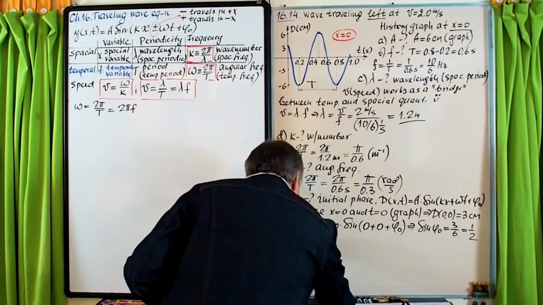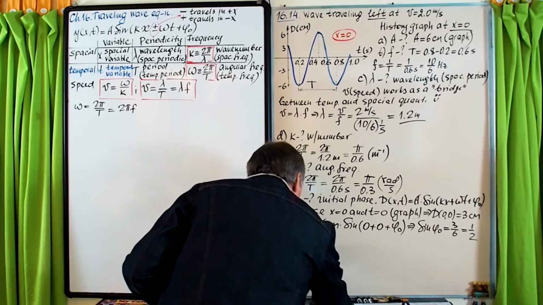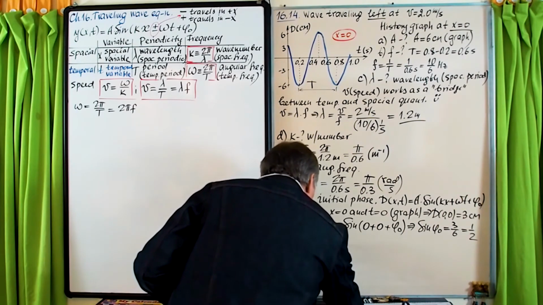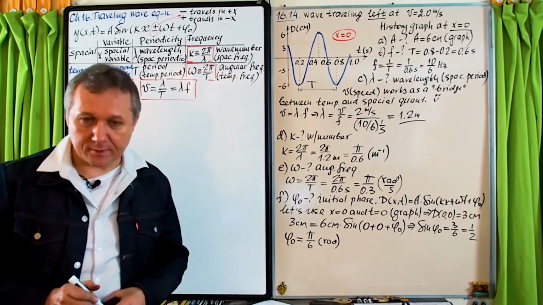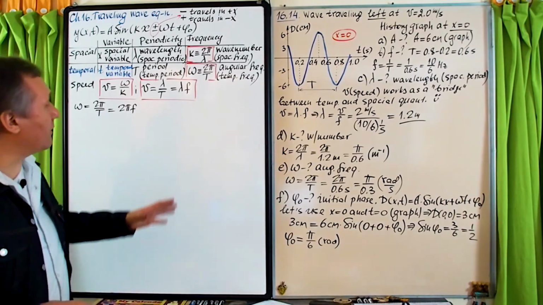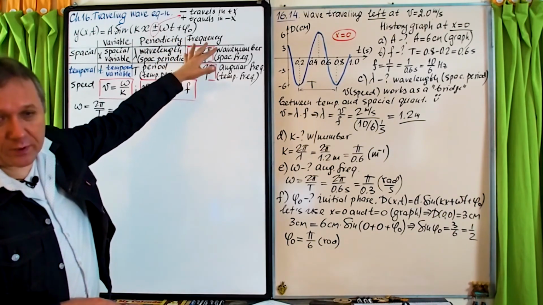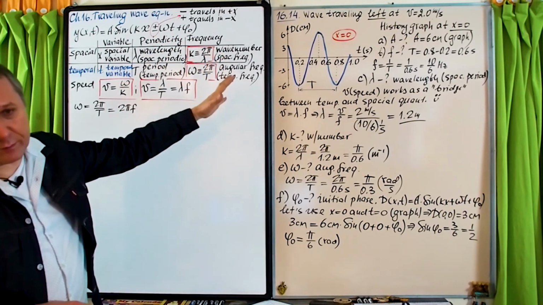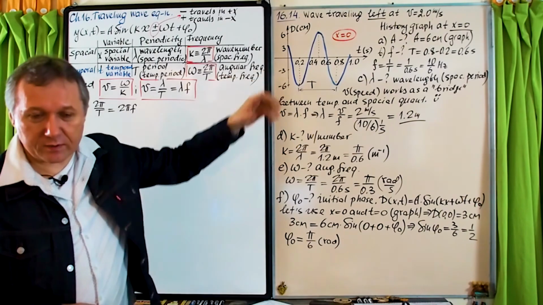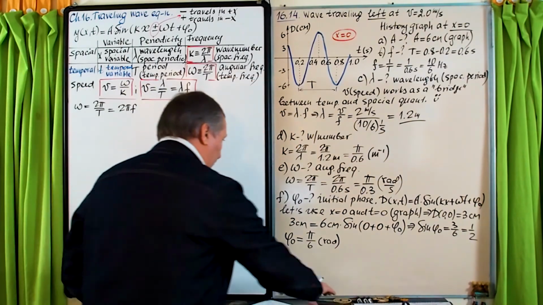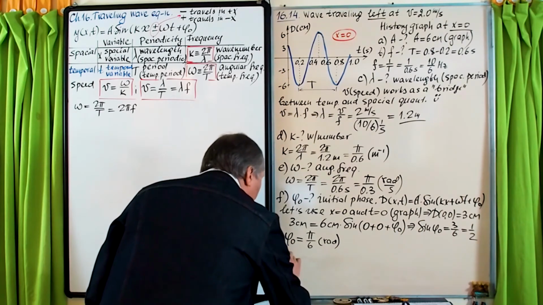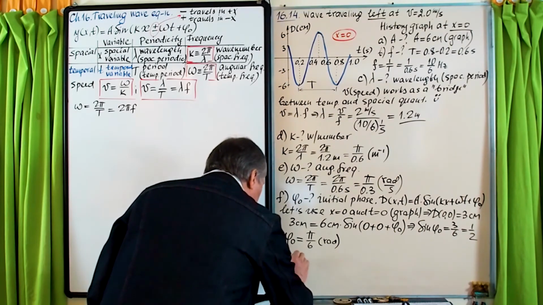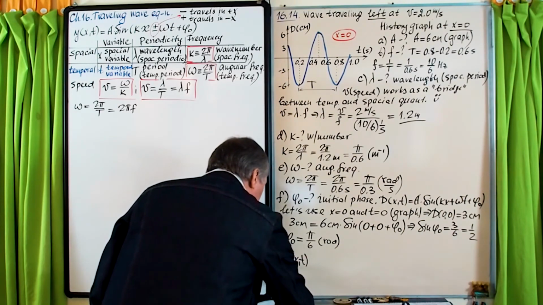So pi over 6 radians. That's what you must use. Okay, so now at this point we found everything, so we can write down the traveling wave equation describing this wave. So now d as a function of x and time.